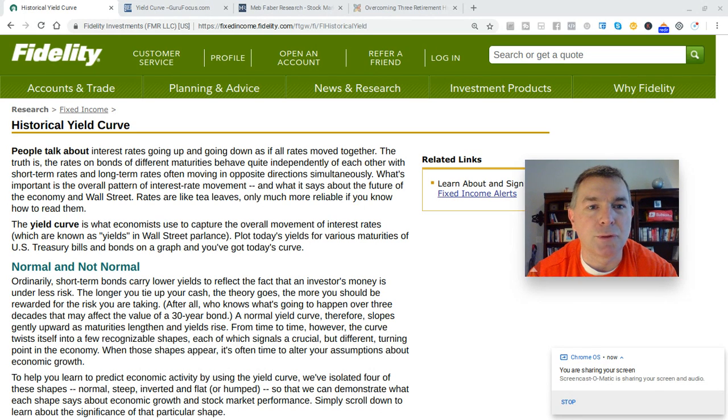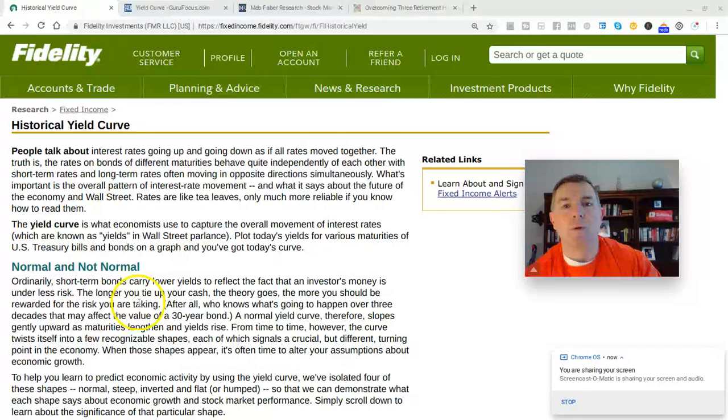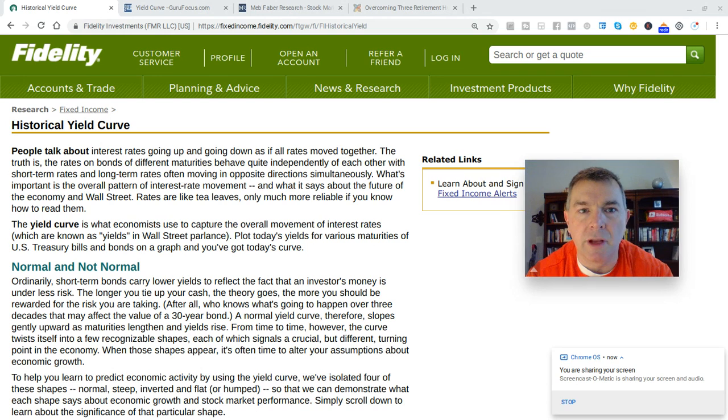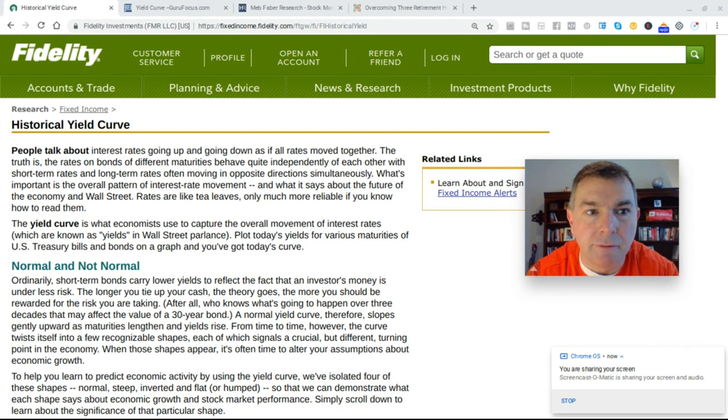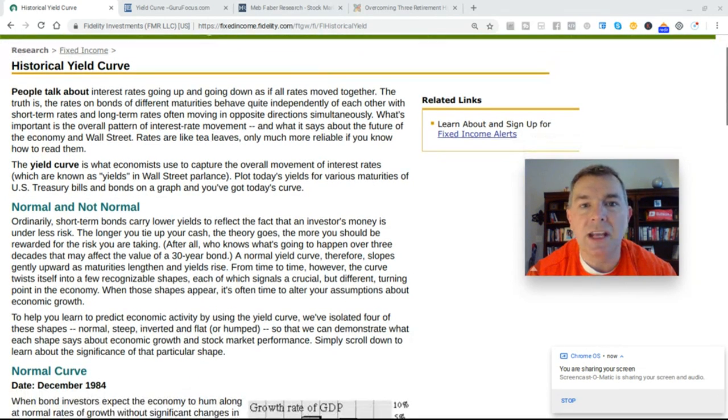People talk about interest rates going up and down as if all rates move together. The truth is, rates on bonds of different maturities behave quite independently of each other, with short-term rates and long-term rates often moving in opposite directions simultaneously. What's important is the overall pattern of interest rate movement and what it says about the future of the economy and Wall Street. Rates are like tea leaves, only much more reliable if you know how to read them.